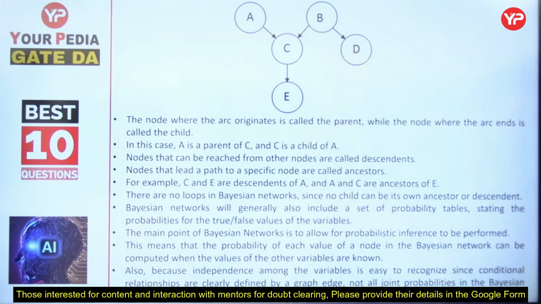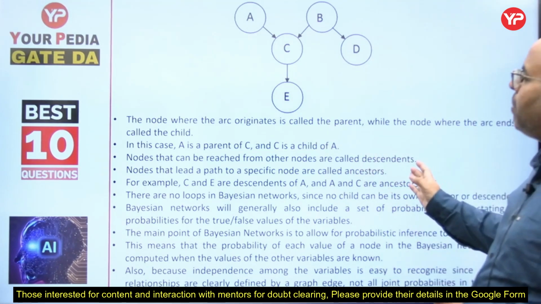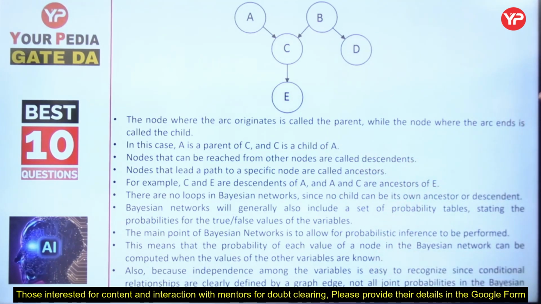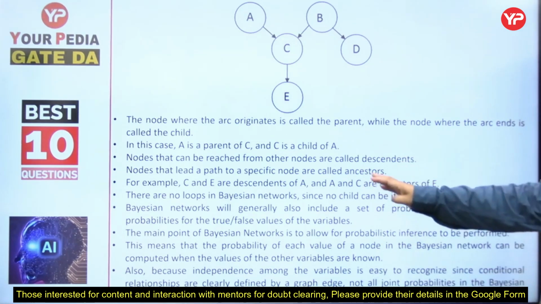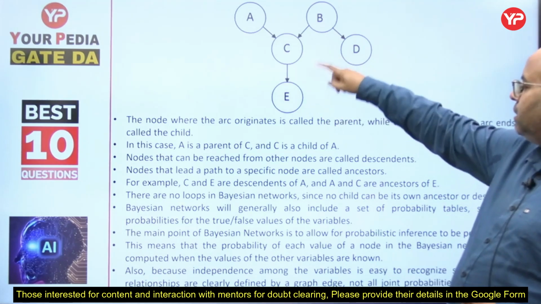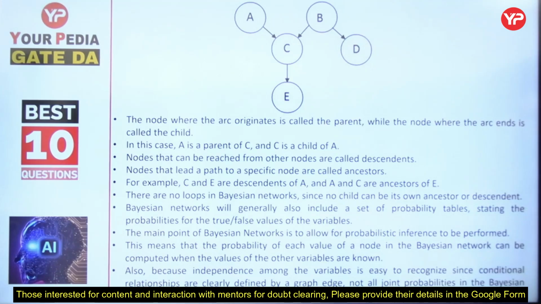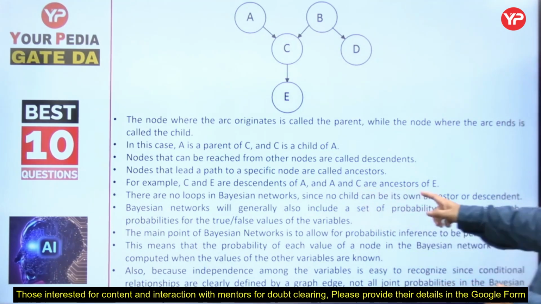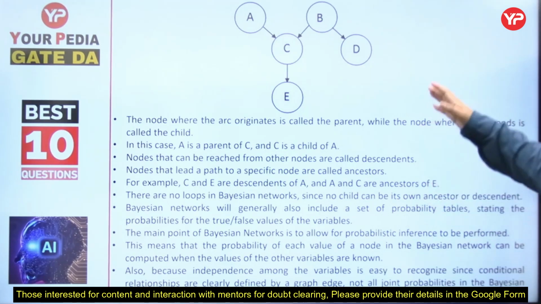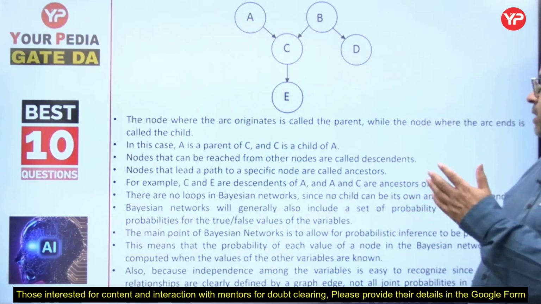Nodes that can be reached from other nodes are called descendants. Nodes that lead to a path to a specific node are called ancestors. For example, C and E are descendants of A, and A and C are ancestors of E. There are no loops in Bayesian networks since no child can be its own ancestor or descendant. So it's a clear demarcation.